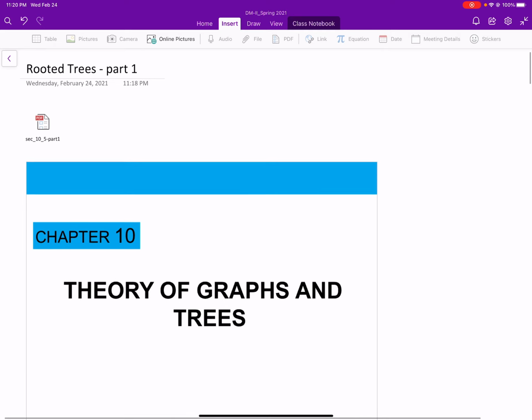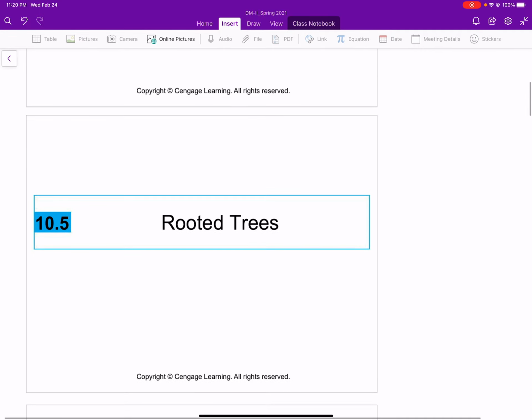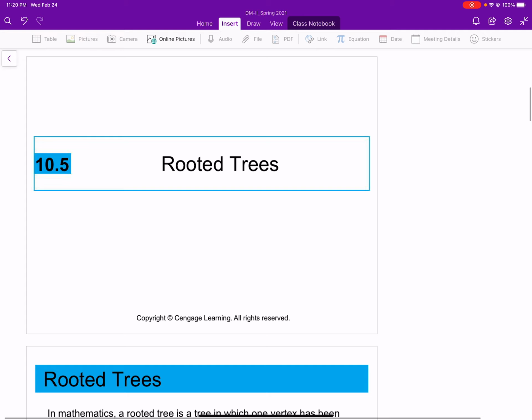This is chapter 10, Theory of Graphs and Trees. In the last section, we learned about trees in general. Now we're going to learn about a specific type of trees. Those are called rooted trees. All right, so let's move forward.